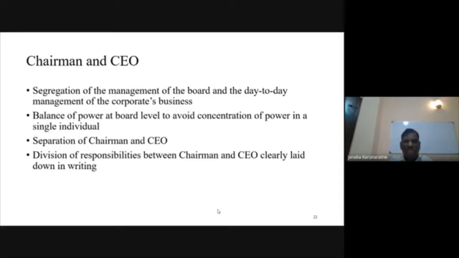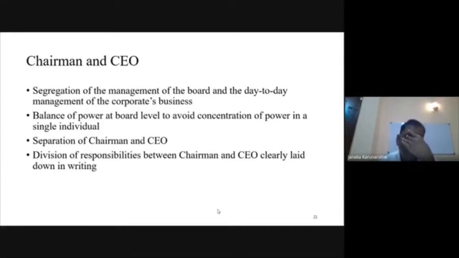Now, segregation of the management of the board and the day-to-day management of the corporate affairs is very important in that context. The balance of power at board level is needed to avoid concentration of power in a single individual. So again, it's very important the power needs to be balanced at the board level. Separation of chairman and CEO role. So what is the role of chairman? What is the role of CEO? Division of responsibilities between chairman and CEO should be clearly laid down in writing.